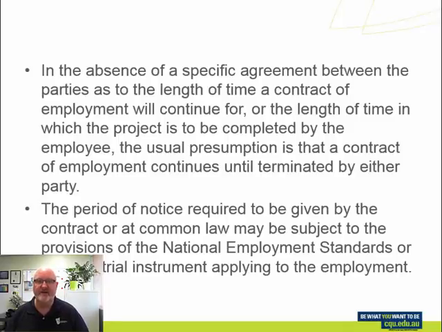Let's say for a CEO, it might be a 5-year contract and then another 5-year option to take up by either party, so those can be options as well. The usual presumption is contract of employment continues until it's terminated. The period of notice required to be given by the contract or a common law may be subject to the provisions of the National Employment Standards. They're the minimum conditions, and the contract can't change those minimum conditions, or you can have an industrial instrument that applies to the employment.